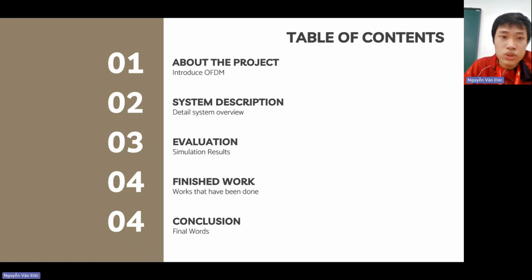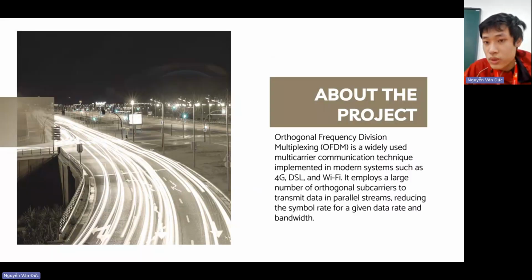So about the project, OFDM, which is orthogonal frequency division multiplexing, is a widely used multi-carrier communication technique implemented in modern systems such as 4G, DSL, Wi-Fi. It employs a large number of orthogonal subcarriers to transmit data in parallel streams, so that it will be reducing the symbol rate for a given data rate and bandwidth.